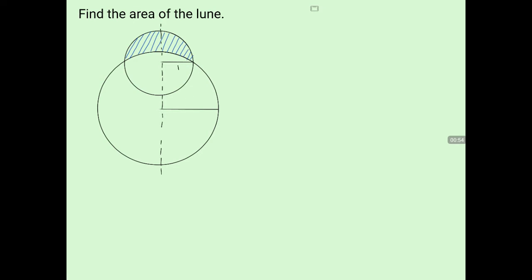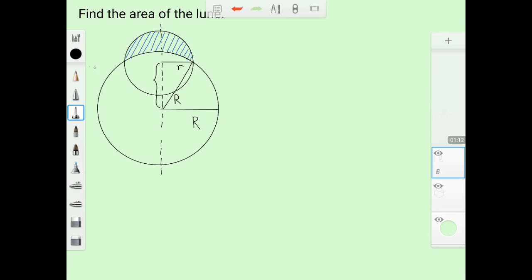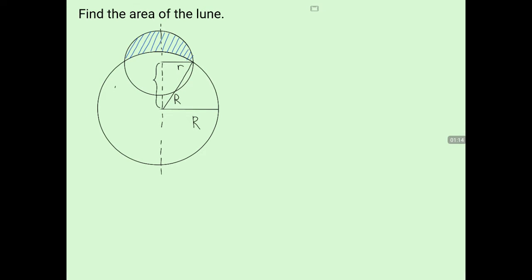So if we let this small radius be little r and this big radius be big R, then we also know that this radius over here is going to be big R, and this distance right over here is going to be, we'll use the same color, the square root of R squared minus little r squared. So this gives us a sense of how long certain things are in this circle.